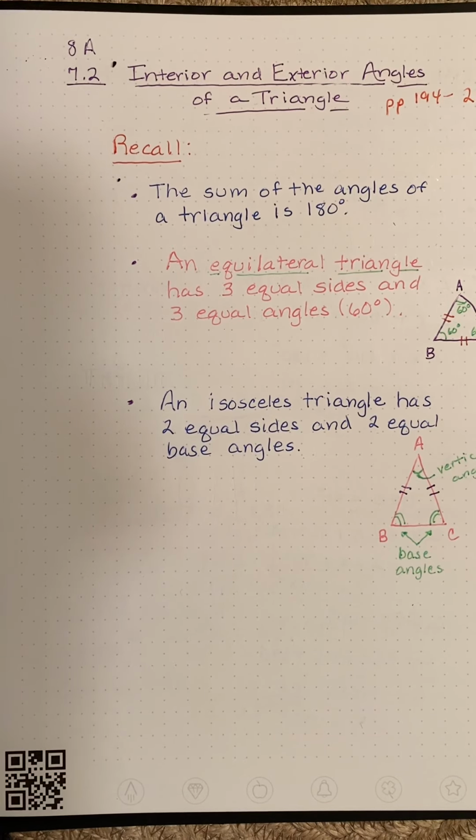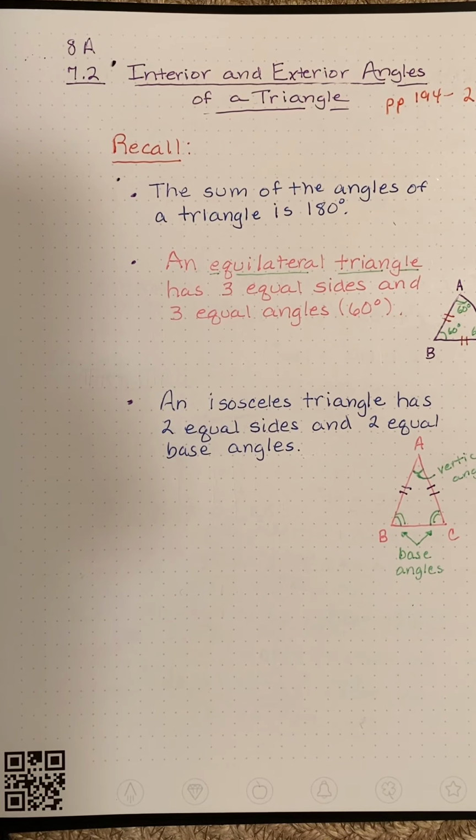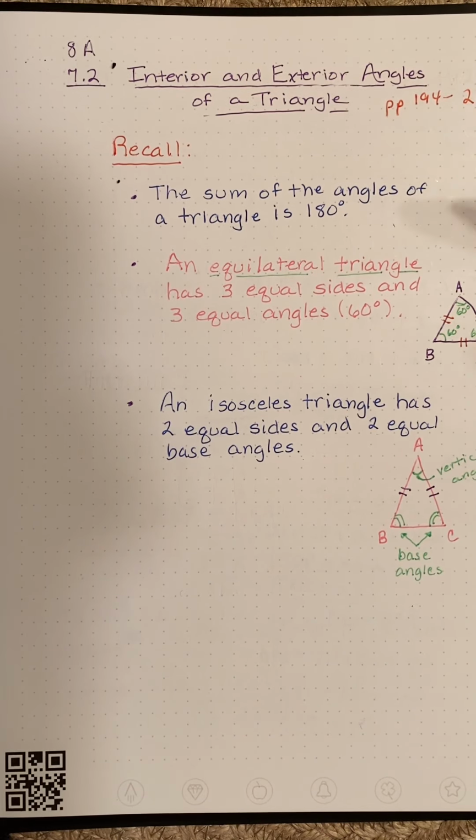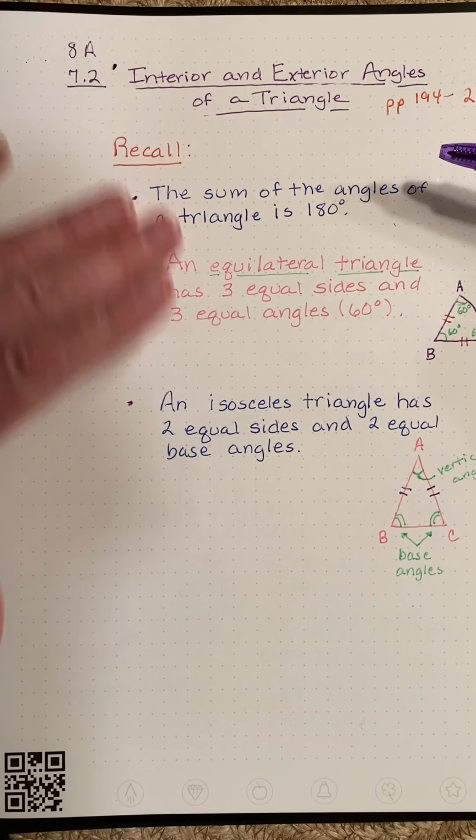Algebra students, welcome to lesson 7.2, interior and exterior angles of a triangle. To begin with, we are on page 194, going through 201, and we are going to first of all recall that the sum of the angles of a triangle is 180 degrees.